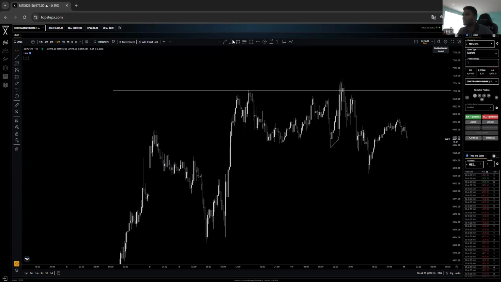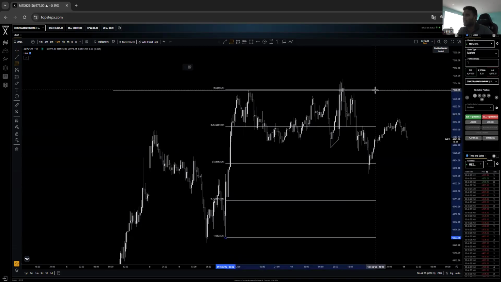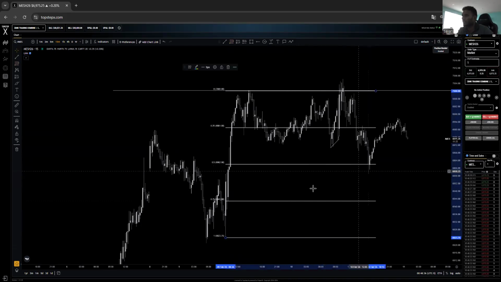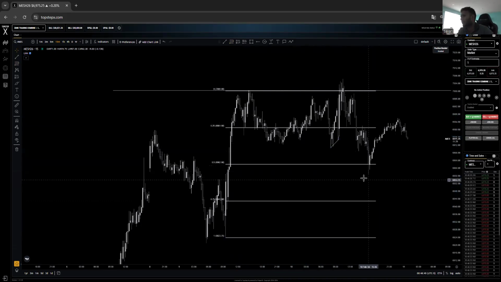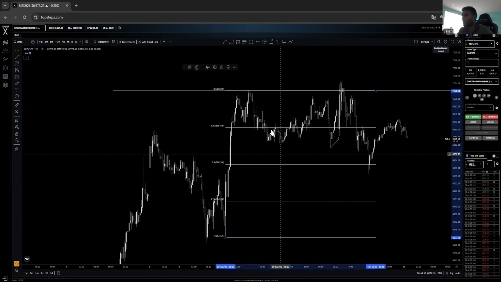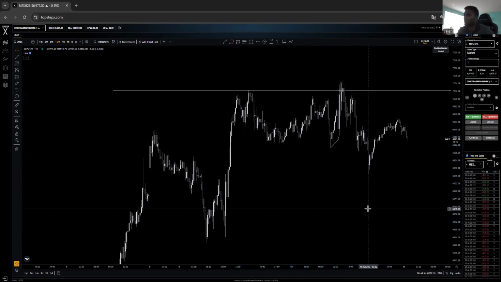If you see this whole range, this is our equilibrium level. Price has not even come back to the equilibrium level for this range. So we can expect the price to come back to that spot. So that would be good.